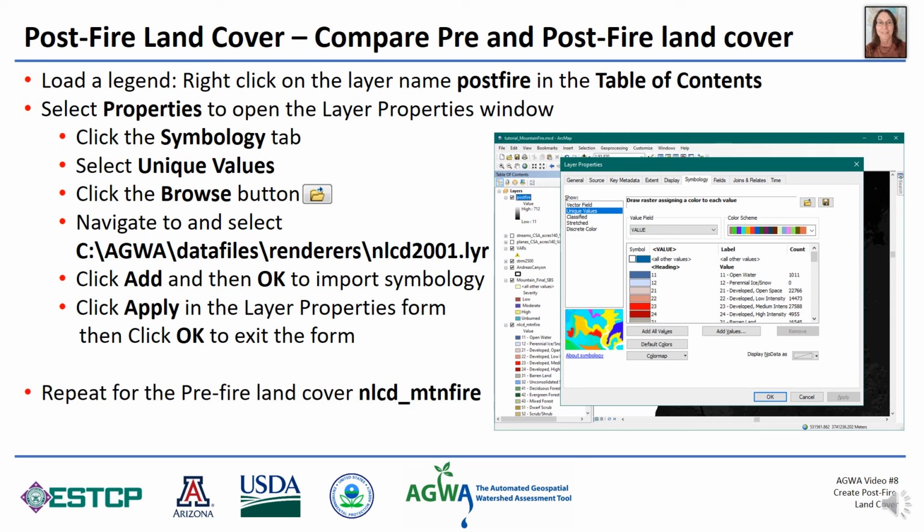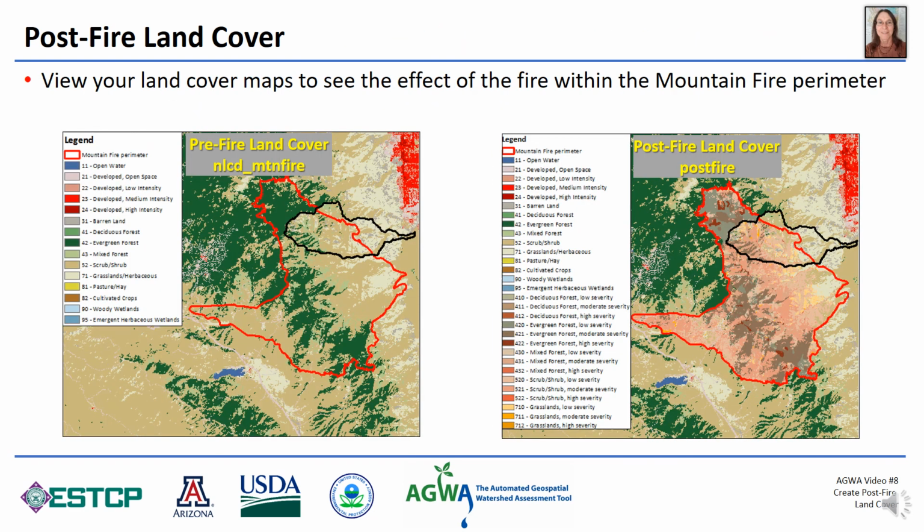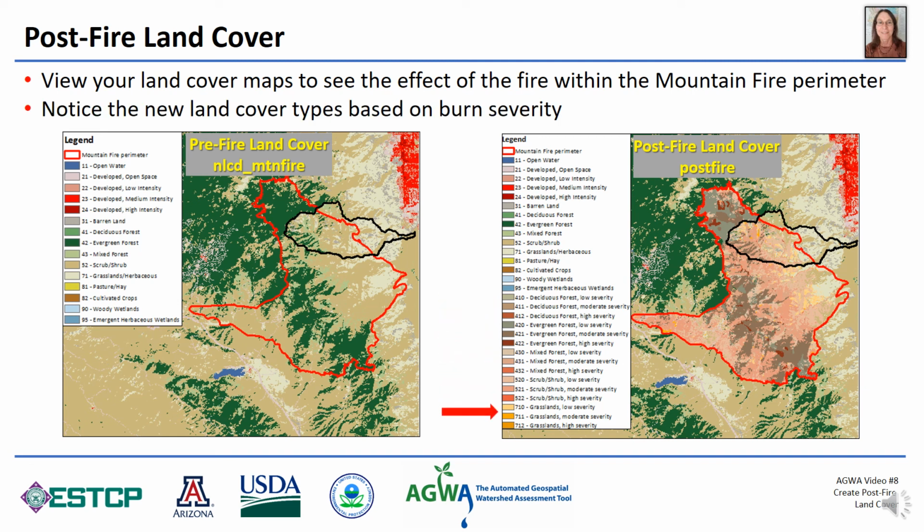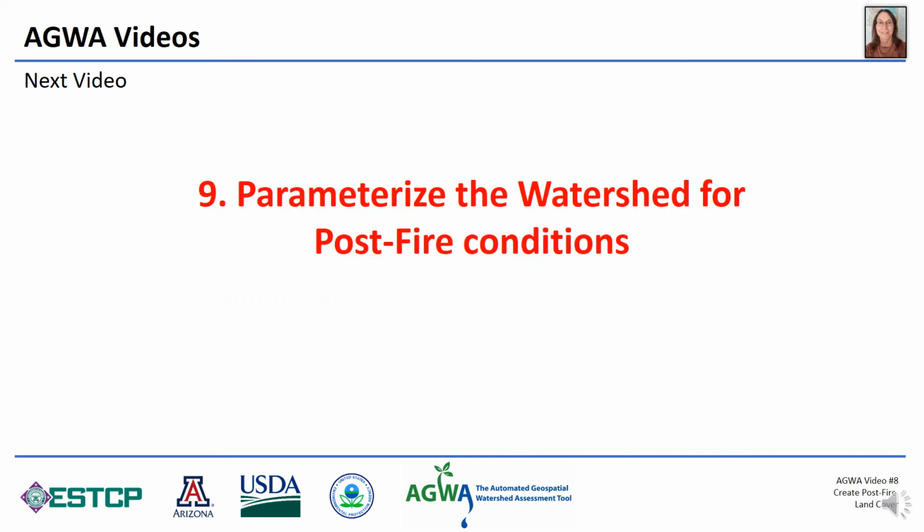Repeat these steps to add the legend to the pre-fire land cover dataset NLCD_Mountain Fire. Now compare the two land cover maps to see the effect of the fire within the mountain fire perimeter. Notice that the legend for the post-fire land cover data includes additional land cover types based on burn severity. We'll use this land cover layer to parameterize Kineros 2 for the post-fire condition. In video number 9, we'll parameterize the Andreas Canyon watershed for post-fire conditions.